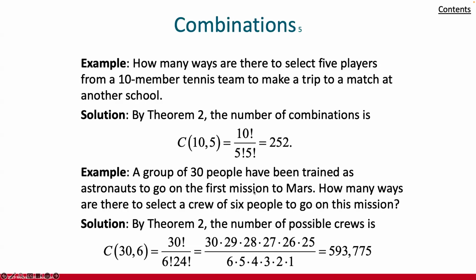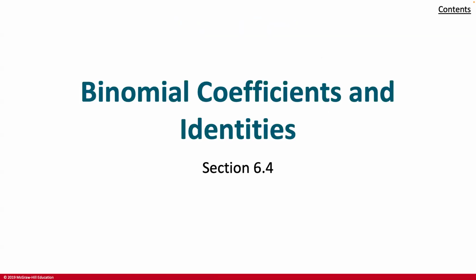This is another example. A group of 30 people have been trained as astronauts to go to the first mission to Mars. How many ways are there to select a crew of 6 people to go to the mission? And so we can see it's more than 500,000, as we close to 600,000 for that number.